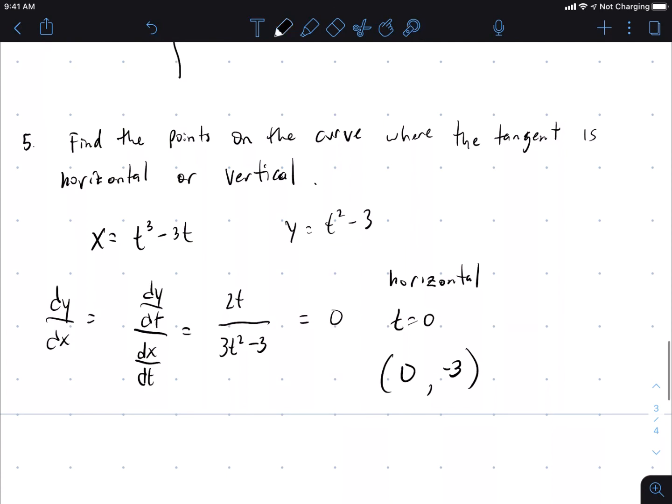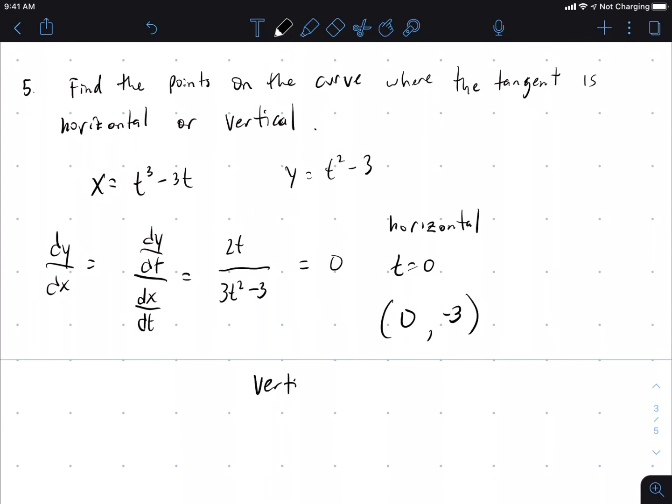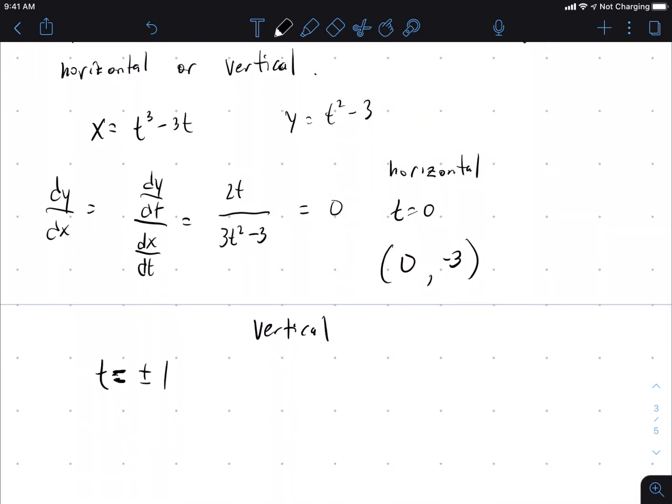All right, now to find the vertical, what do we need to do? Set the denominator equal to 0. Cool, so when is the denominator going to be equal to 0? When it equals 1. And? -1. Perfect. So my t has to be plus or minus 1, right? So then I'm going to have 2 points in this one. So one of them's going to occur where? And where's the other one going to occur?